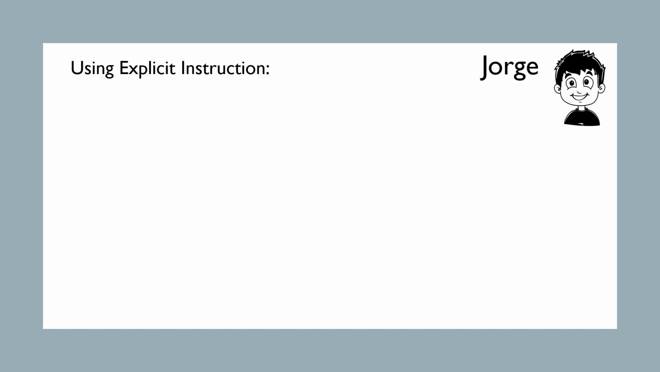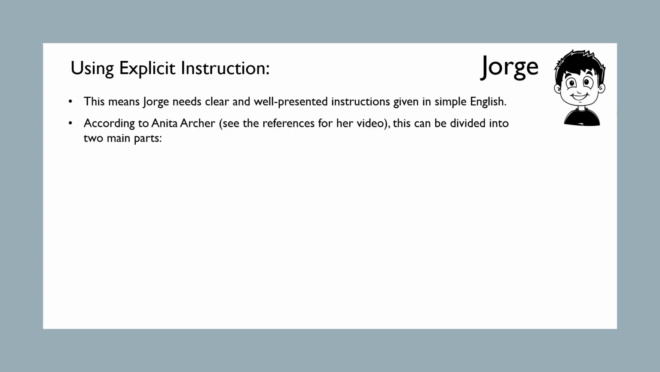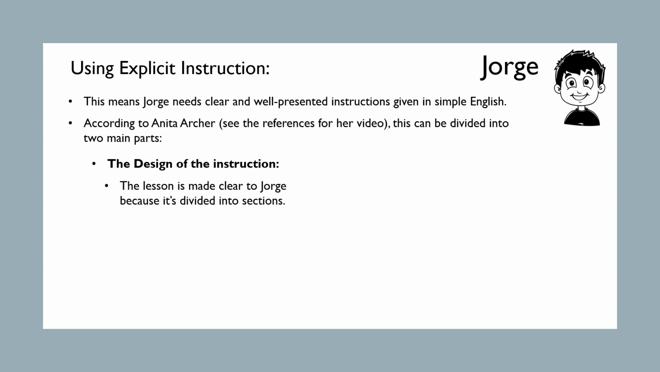Explicit instruction is the next strategy for supporting ELLs. This means Jorge needs clear, well-presented instructions given in simple English. According to Anita Archer, see references for her video, this can be divided into 2 main parts. The design of the instruction. This lesson is made clear to Jorge because it's divided into understandable sections.